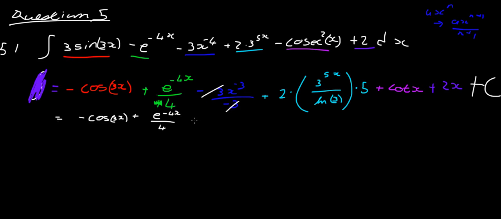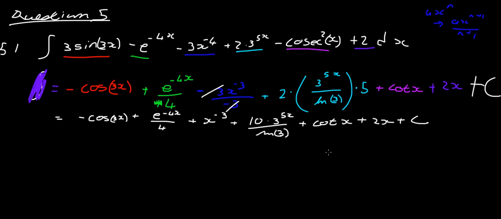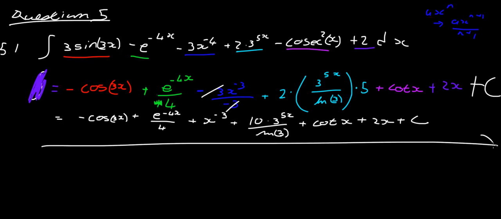That cancels with that and we're left with plus x to the minus 3 plus 10 times 3 to the 5x over ln of 3 plus cot x plus 2x plus c. That should be your final answer. Yeah, I believe that that is correct.